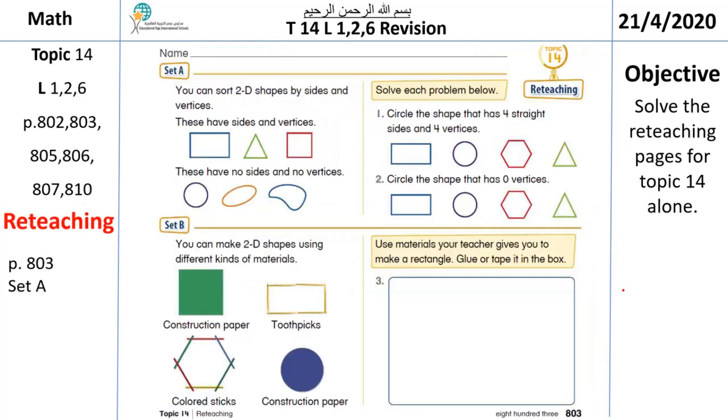All right. Now have a look at page 803. We are going to do set A in it, which is question number 1 and 2. Let's read together the questions and then I'll tell you to do them. Circle the shape that has 4 straight sides and 4 vertices. So which shape has 4 straight sides and 4 vertices? Choose it, please. Number 2, circle the shape that has 0 vertices. So which one has 0? Okay? And now I will show you my answers. So you should have the rectangle and the circle.